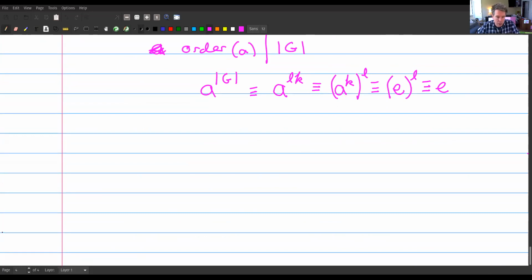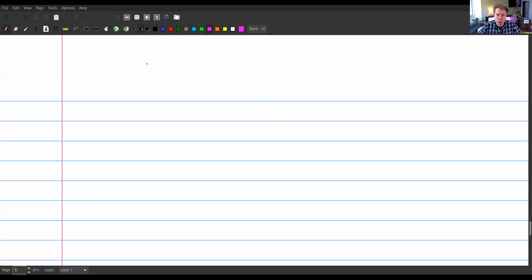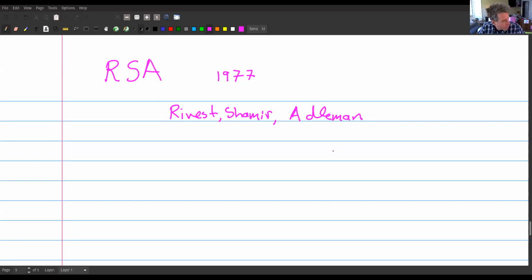Start on a new page. So RSA was, or possibly still is, the most commonly used public key algorithm in the world. And it was invented in 1977 by 3 friends from MIT. I assume they were friends. They started a company together after this. And their names were Ron Rivest, Adi Shamir, and I forgot the first name of Adelman, but the third party here is Adelman. Adelman is a great name for a cryptographer.